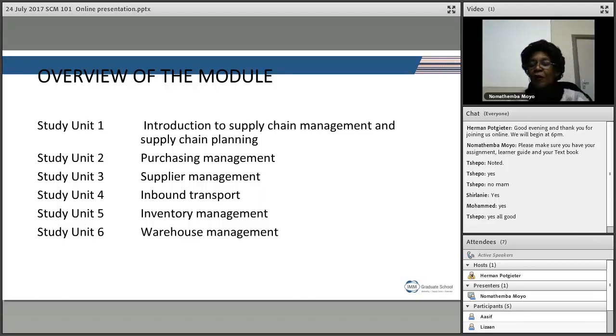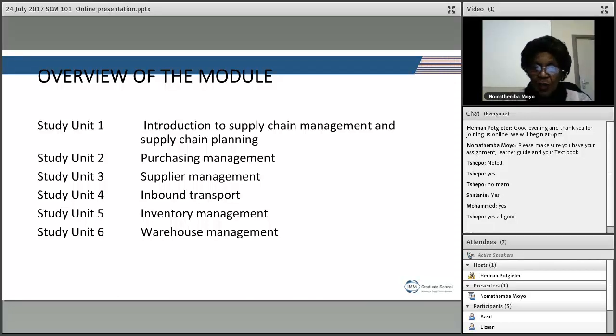Then Study Unit 4 is transportation. We all have come across transportation in different subjects. We are going to look at the 5 modes of transportation, and we are going to look at inbound transport. What we mean by inbound transport, we mean the transport that is bringing raw materials or components to the focal organization.